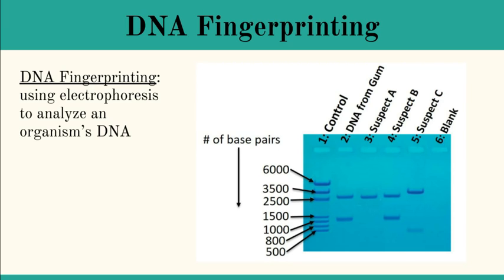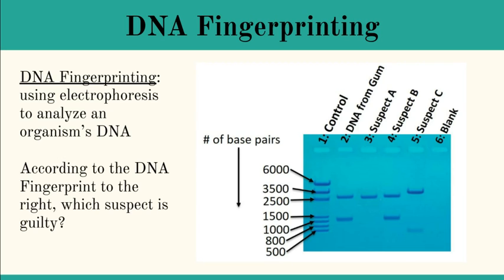If we look at this example here, it looks like we have some DNA from 3 suspects, and we have DNA that was found in a piece of gum that was left over at a crime scene. According to the DNA fingerprint to the right, which suspect is guilty? If we try to match up the DNA found in the gum to the 3 suspects, we can maybe figure out who did this crime. It looks like suspect B perfectly matches up with the DNA found in the gum at the crime scene. So it's very possible that they're guilty of whatever this crime could be.